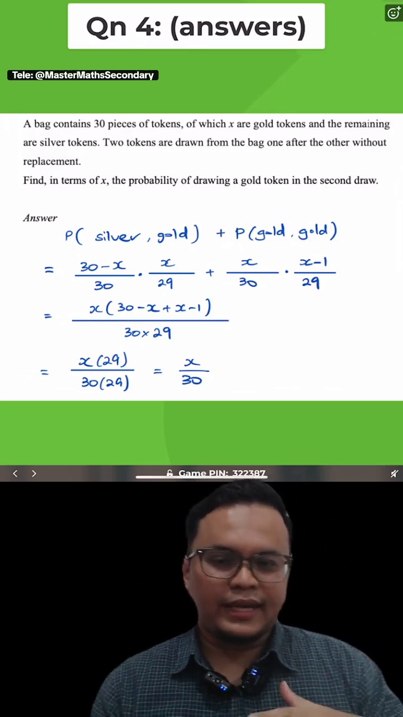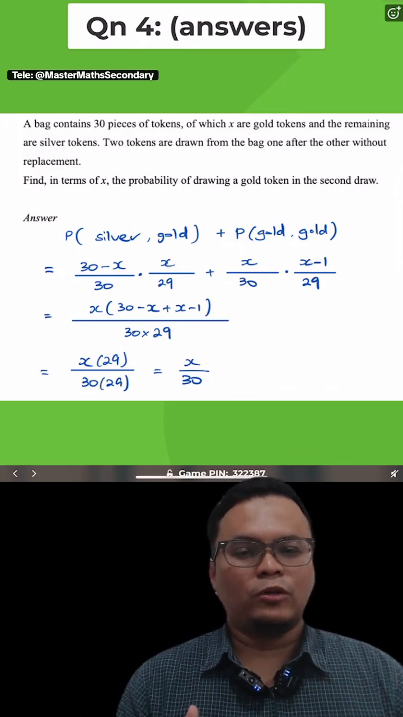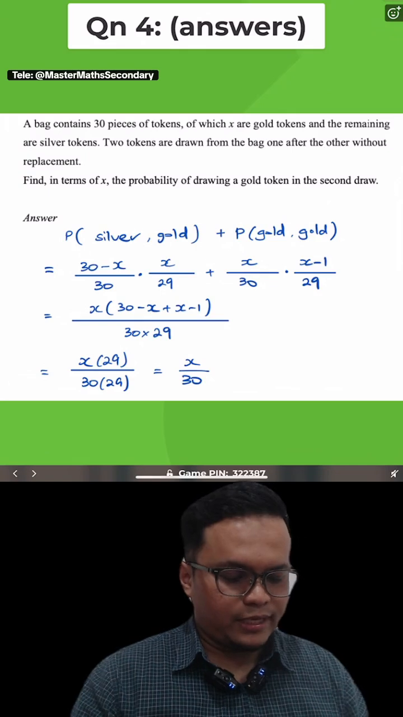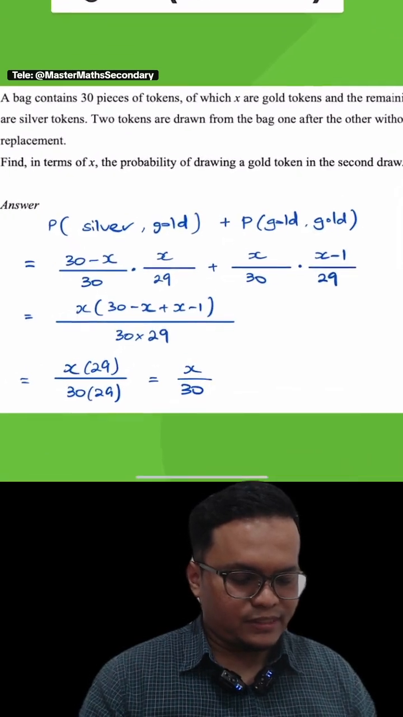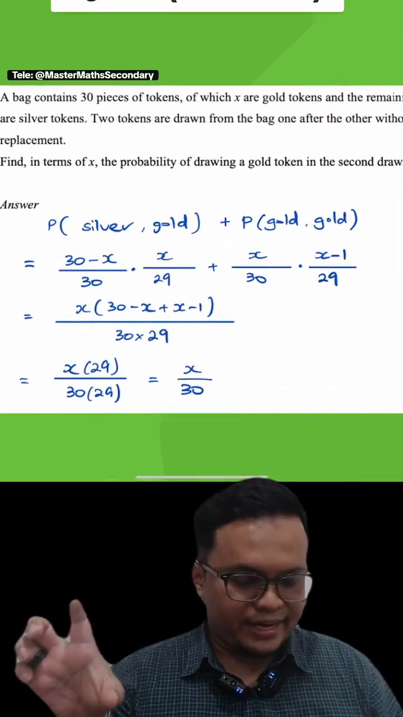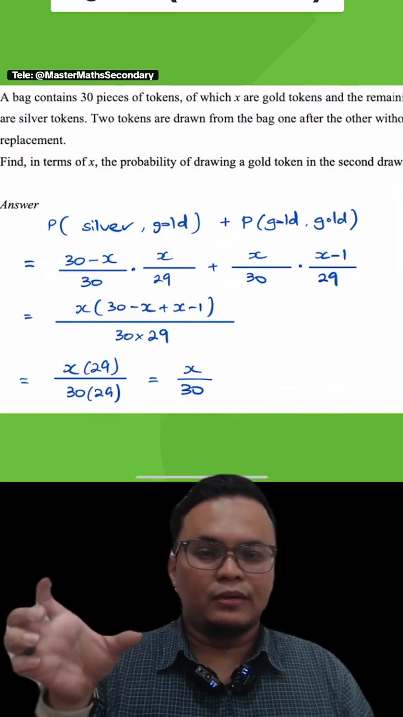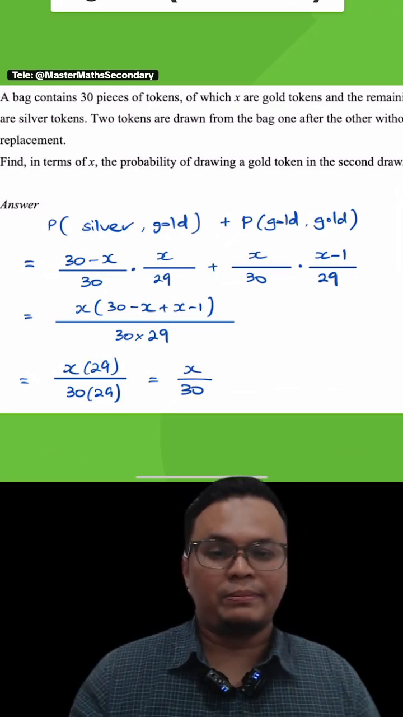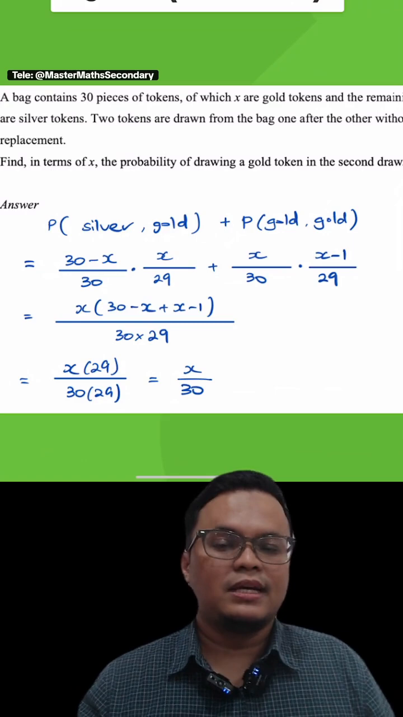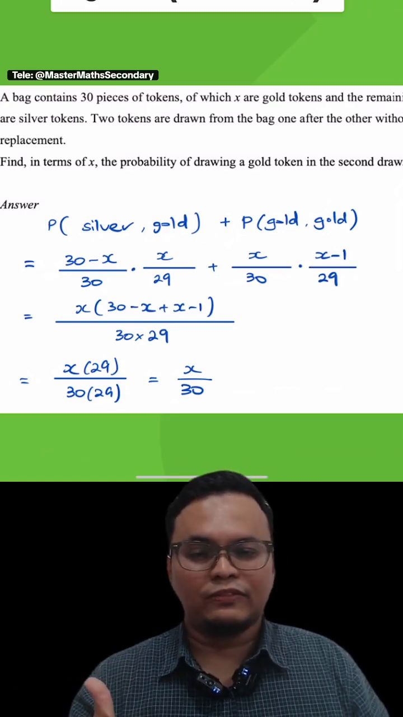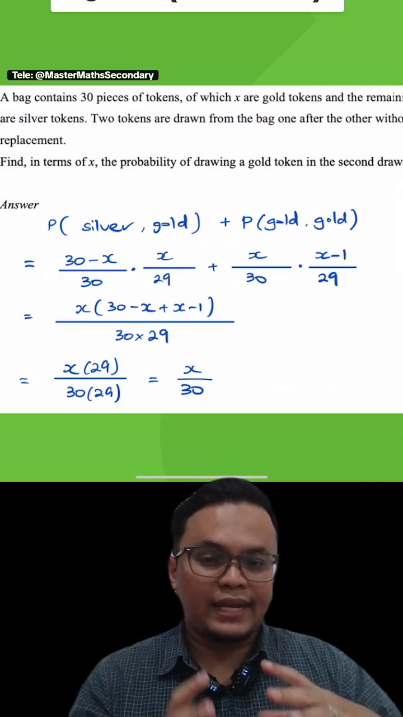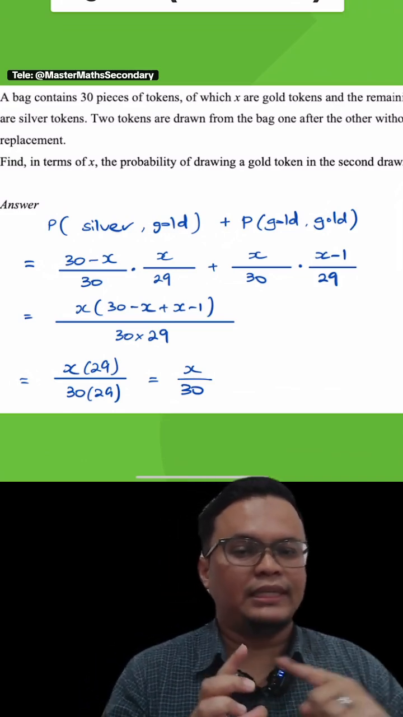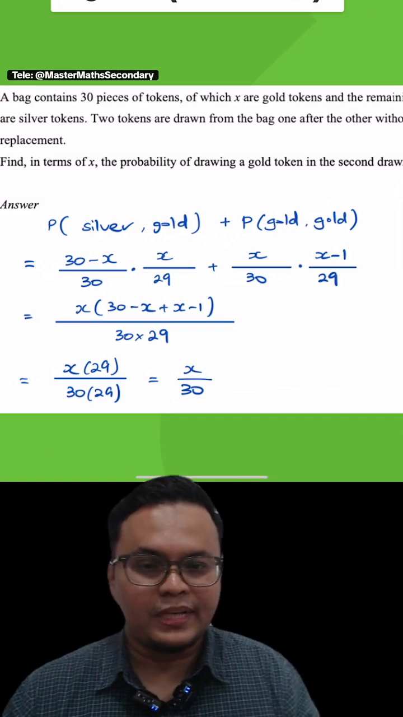Okay, silver and gold, or gold and gold. Now for silver and gold, the first fraction will be 30 minus x, because that's the number of silver tokens. You have 30 tokens altogether, x of them are gold, so 30 minus x will be the number of silver tokens, divided by 30, the total number of tokens. Now, in the second part, x over 29, why does it become 29? It is due to the fact that there's no replacement here.